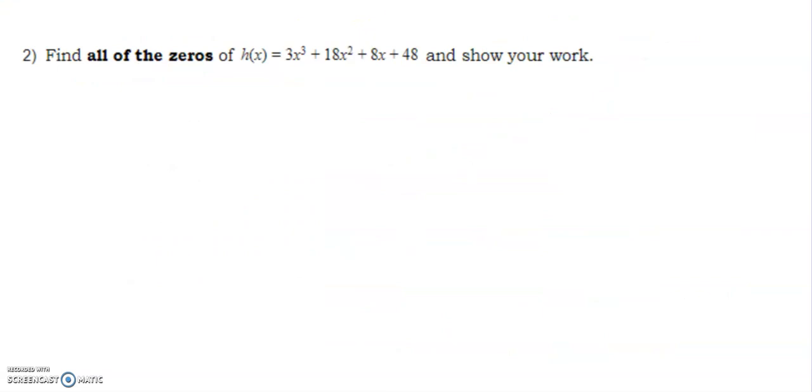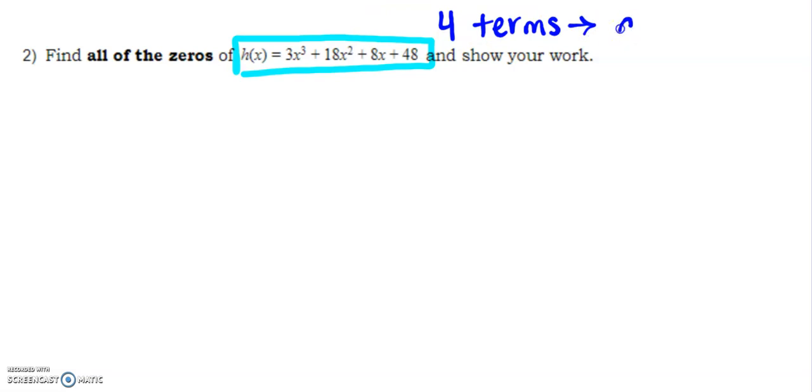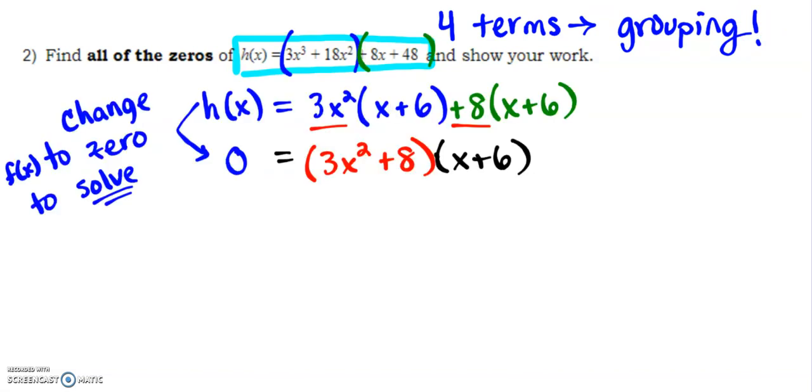So if you take a look at this polynomial right here, the first thing I notice is that we've got 4 terms. And so whenever we have 4 terms, my brain immediately jumps to grouping. So I want you to factor this by grouping, all right? And then come back and see what happens next. All right, so at this point I have factored by grouping. If you didn't get those factors, I would pause the video right now. Otherwise, we're going to move on to changing our h of x to 0, which normally is an f of x. But we're changing that to 0 so we can solve.